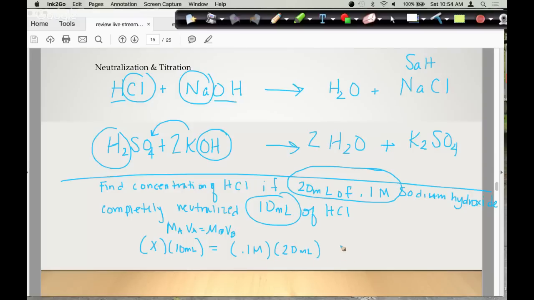Volume is 20 milliliters. But even if I didn't know which side was acid and which side was base, that would be fine. No big deal. I would just know that the 20 milliliters of 0.1 goes together, and that makes the 10 go with X. When 10X equals 2, I get X equals 0.2 molar as my answer.